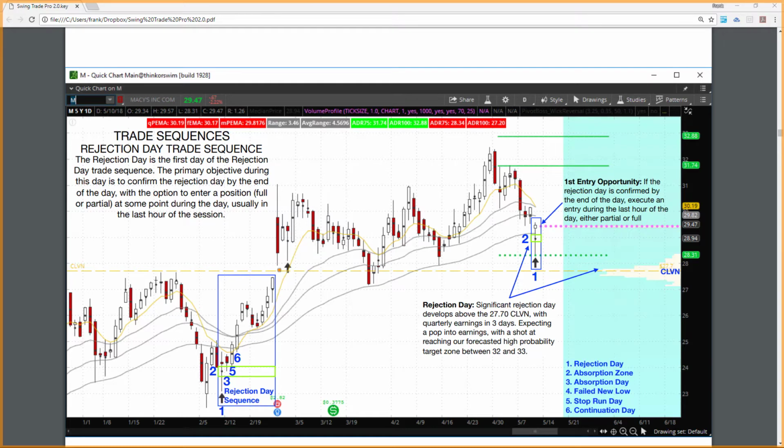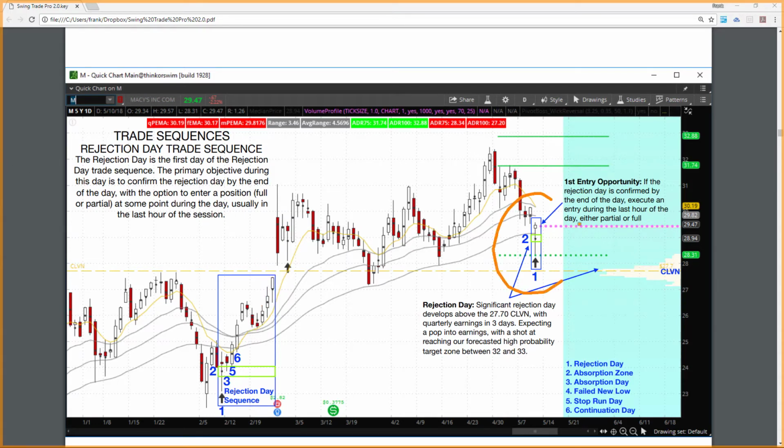If you look over here, here's a rejection day sequence that played out. This was a nice rejection day here. It was also a failed new low, so 2-day lows and dropped below it but did not close above the midpoint, but still a rejection day. You can see here this is an absorption day with the midpoint retest. Here's a stop run day there. This is a retest after stop run and a continuation, and eventually price pops all the way back to resistance. So that was a great rejection day.